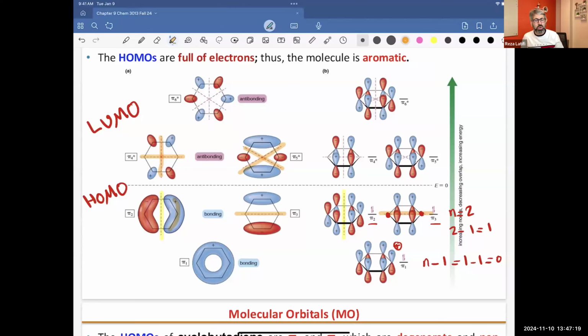So when I look at my HOMO orbitals, they are fully occupied. Because they are fully occupied, the system will be happy. The system is stable, and it will not go after chemical reaction. Why? Because the orbital is already full. Why do you want to put an electron inside of it? And that's the reason benzene will not get involved in, for example, an addition reaction easily.